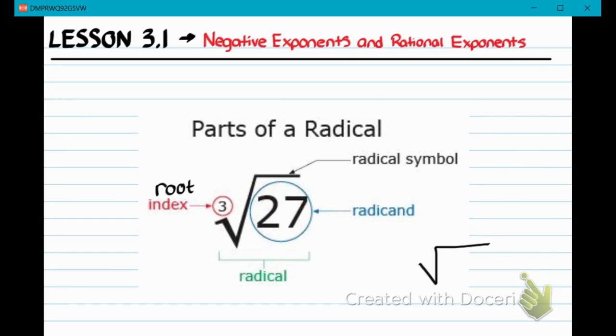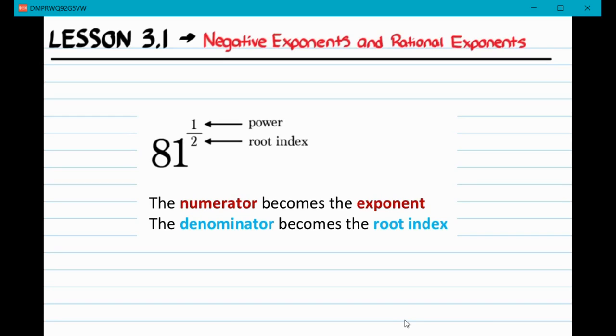Okay, so you have your radical symbol, your radicand, which is what's underneath the radical, your index, which is your root, and the whole thing is considered the radical. So now if I have a base, our base is 81 raised to an exponent that's a fraction, we call it power over root. So power represents the numerator, root represents the denominator.